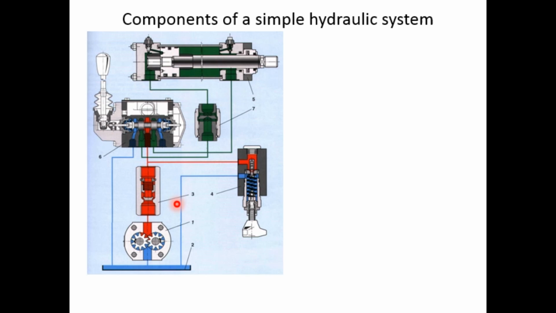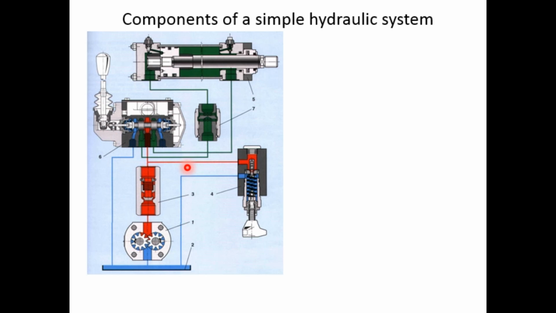Along with that, these lines what you see, they are the pipings. Okay, the only thing missing is the motor over here. So the motor has to be coupled to this particular pump. In some pumps the motor will be coupled to it, so you don't require any extra motor to be connected. So this becomes the basic components of a simple hydraulic system.